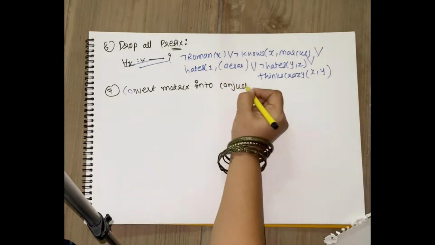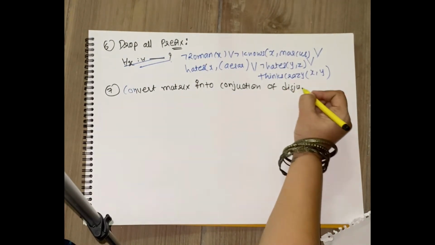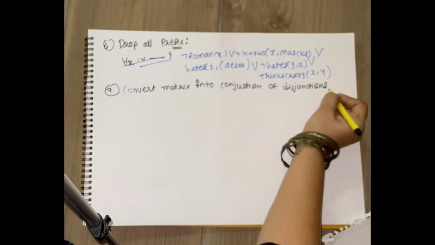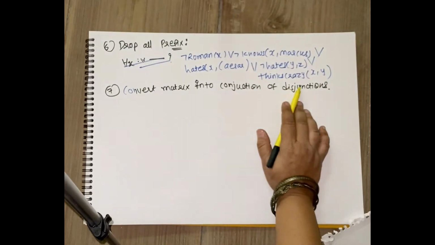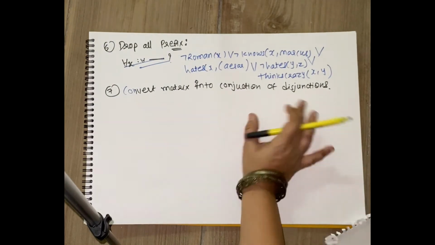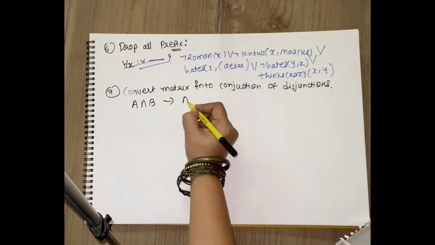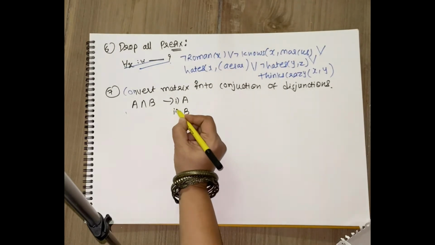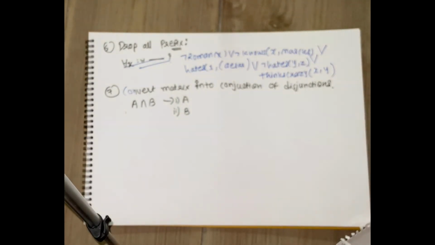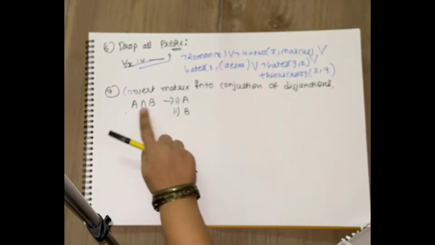Convert the matrix into conjunction of disjunctions. What we are trying to say is that the base operation we are going to use is disjunction. So convert the matrix into a conjunction of disjunctions. If I write A and B, then in this step A will be separated and B will be separated. So A and B will be written as two separate clauses. If you have an AND operation between two predicates, you can separate it and write it separately.